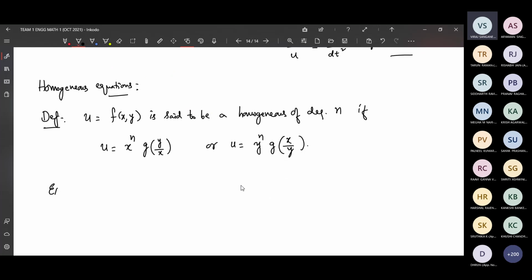A simple example I'll take. Let u equal to x square minus y square. Okay, this is a function of x, y. I can put this as x square into (1 minus y by x) whole square, right? Sir, in the definition, what have you written after homogeneous of? Degree n. Okay, sir. Okay.